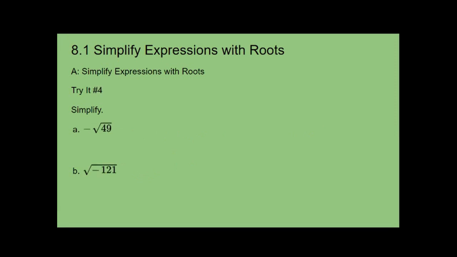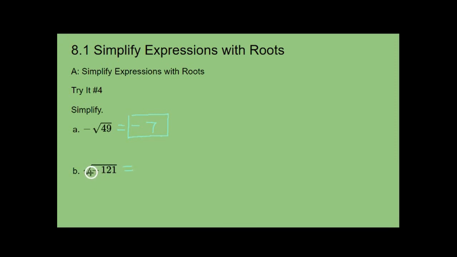Here's a couple more try it problems. Pause the video, try it on your piece of paper, and see if you get the same answer as me. A, the negative is on the outside, so we just move it over. And then what number times itself is equal to 49? 7 times 7 is 49, so our solution is negative 7.